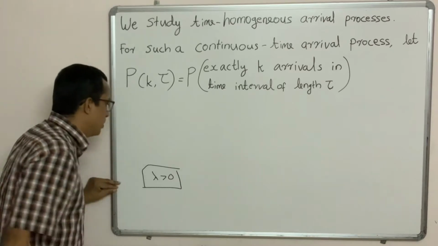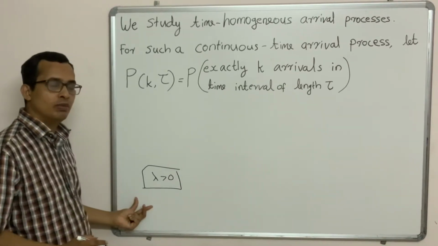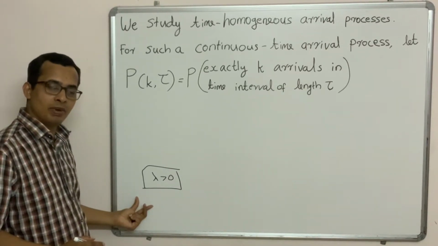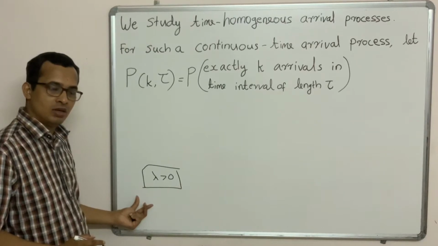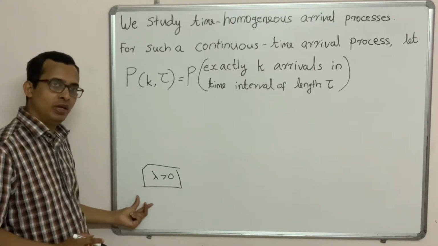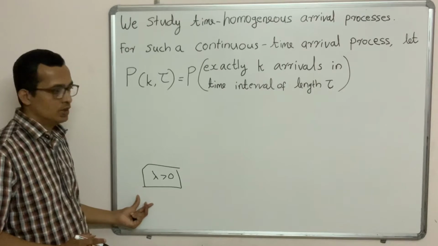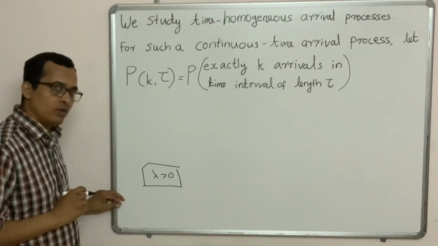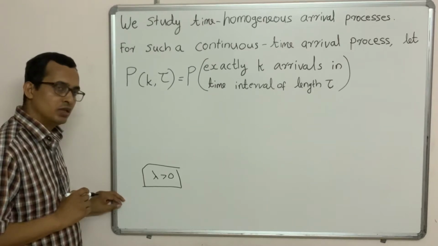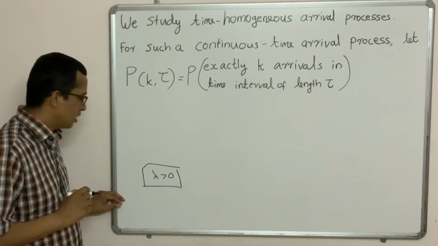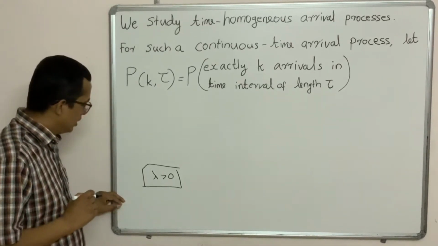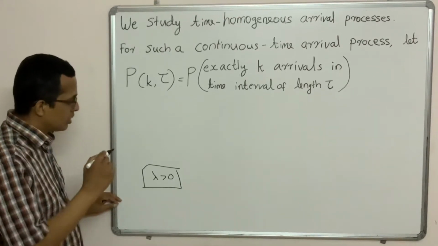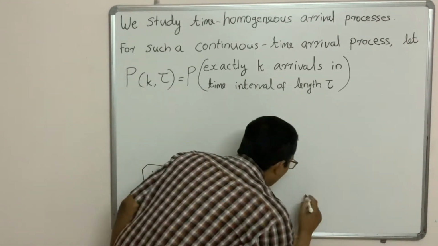If you remember the Poisson random variable, it has a positive parameter lambda, and the Poisson random variable's mean and variance both are lambda. So this lambda will be called, for the Poisson process, the arrival rate or intensity of the process. It is the analog of the corresponding parameter p for the Bernoulli process.